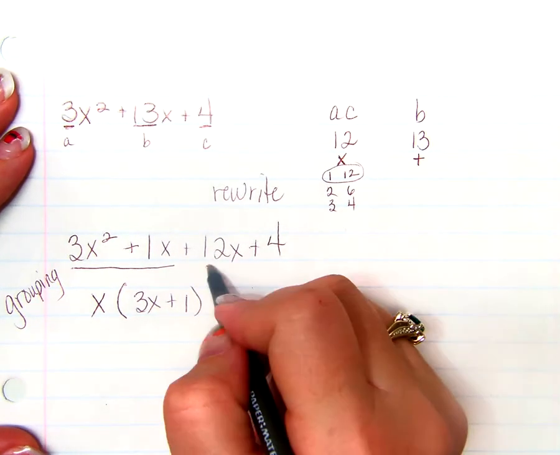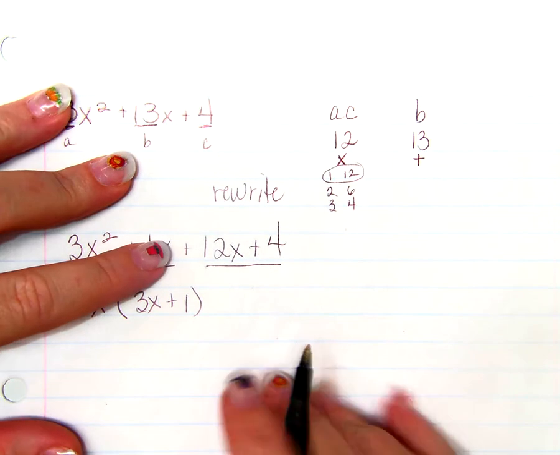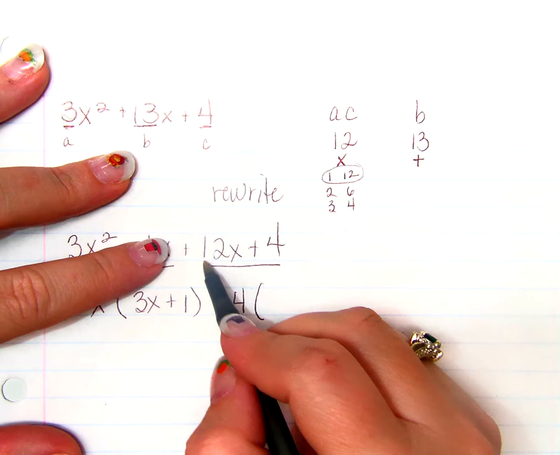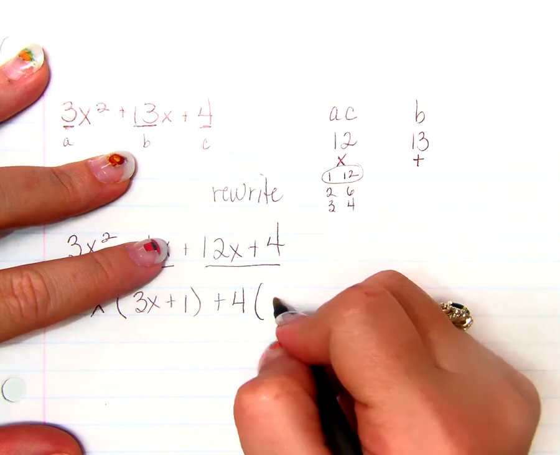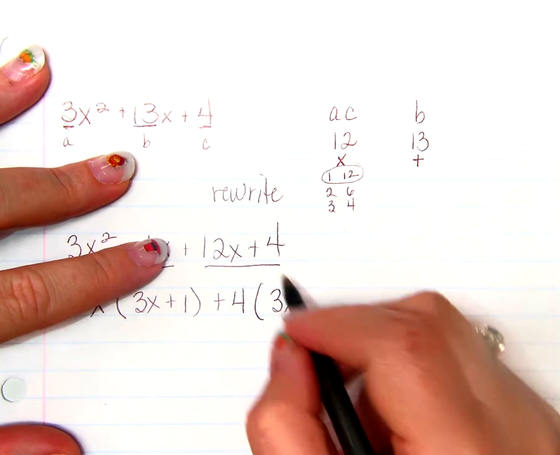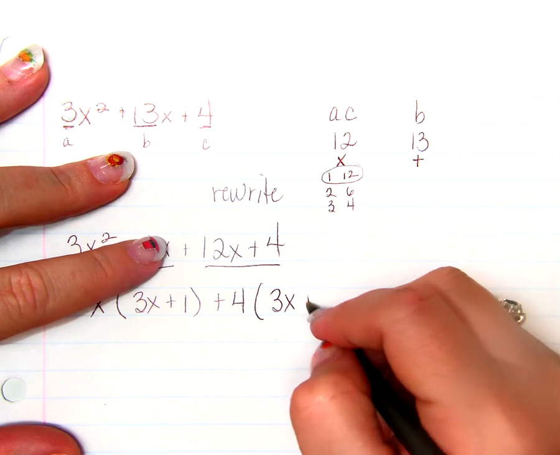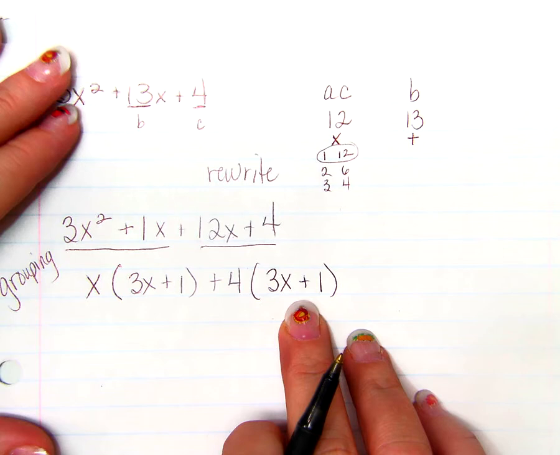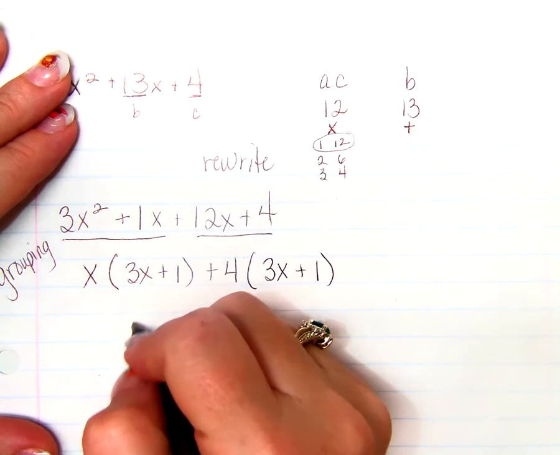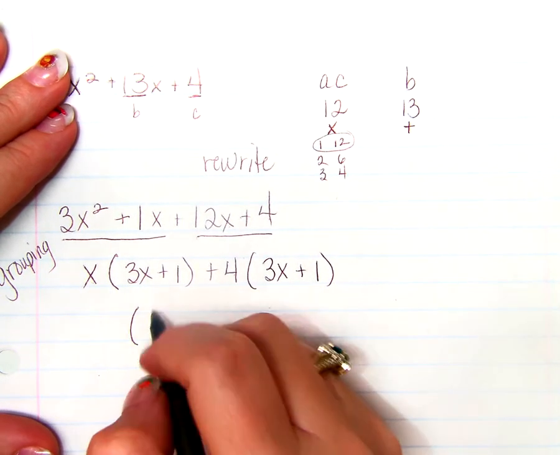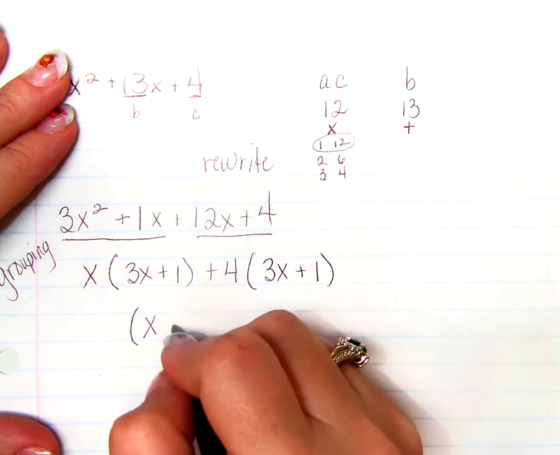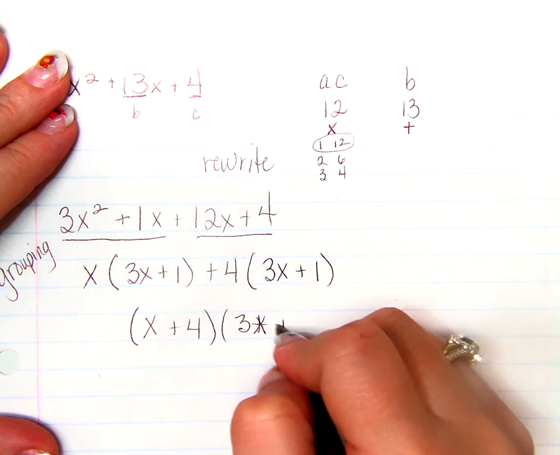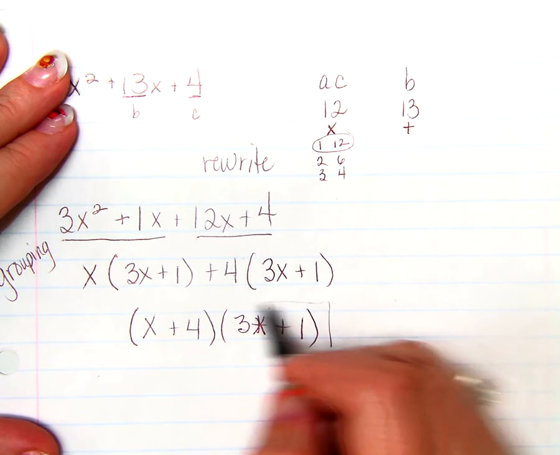Now look at just the second two terms. What are the second two terms both divisible by? They're divisible by 4. What's 12x divided by 4? It's 3x. What's 4 divided by 4? That's 1. Are both of my parentheses the same? Yes. If they're the same, I can go to my last step. What did I factor out of the first set? What did I factor out of the second set? And what did they have in common? That is my answer.